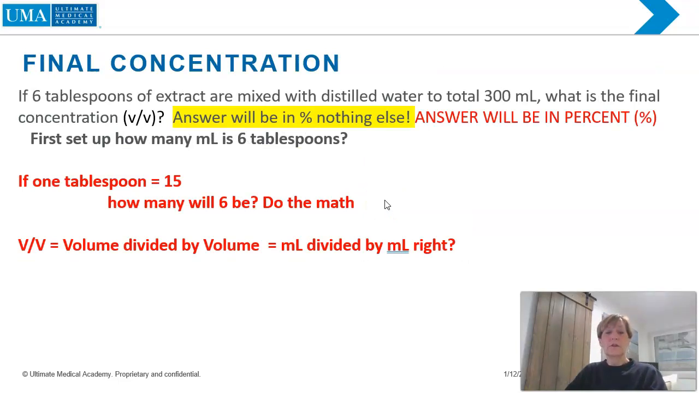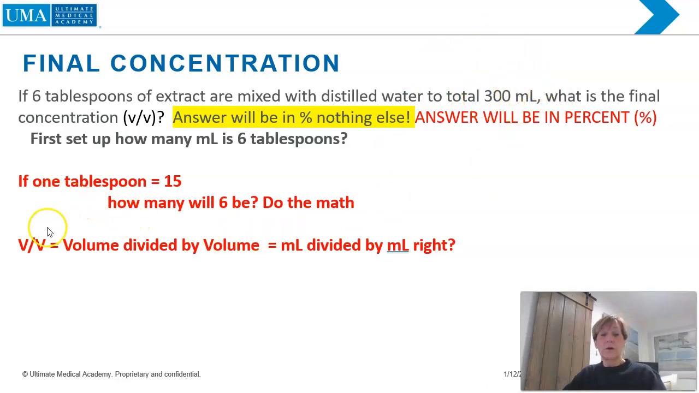On final concentrations, this one is going to need a little bit of conversion. 6 tablespoons of extract are mixed with distilled water to total 300 milliliters. What is the final concentration? Here they're telling you again: this is V divided by V. That means V is volume, and volume is milliliters. So we have to convert 6 tablespoons to milliliters. If you know that 1 tablespoon is 15 milliliters, all you have to do is take 6 times 15 to get your numerator. Your denominator, of course, is the total 300 milliliters.